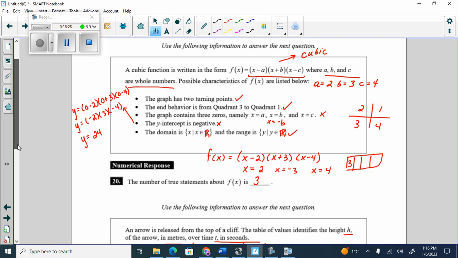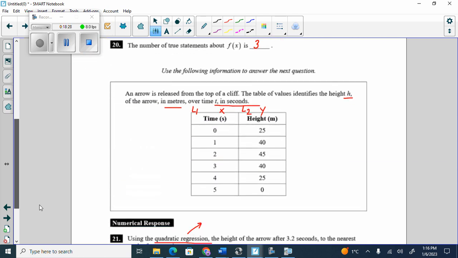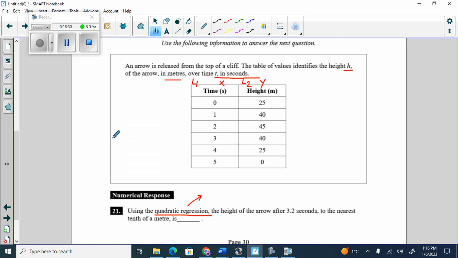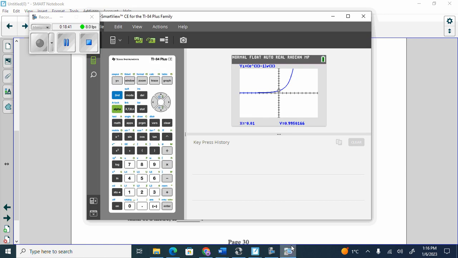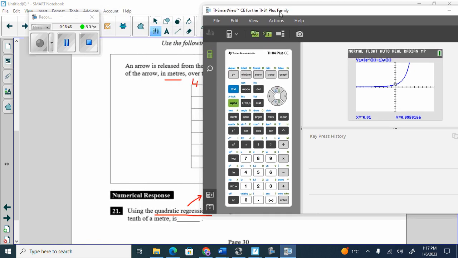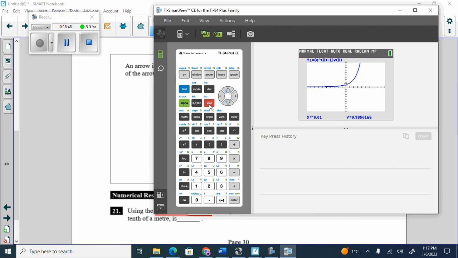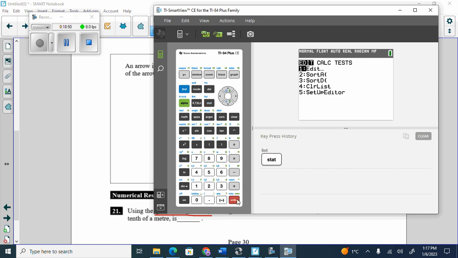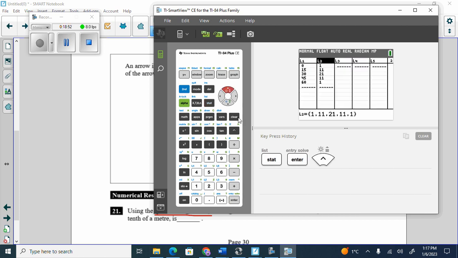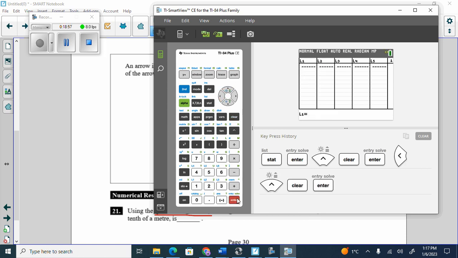All right. So this one here has an arrow released from the top of a cliff, the table of values identifies the height and your time in seconds. Then here it says using the quadratic regression. So I said I could pull this up and do a quadratic regression. So we go stat, edit, and clear. We don't delete. If we delete, we have to just reset our calculator.